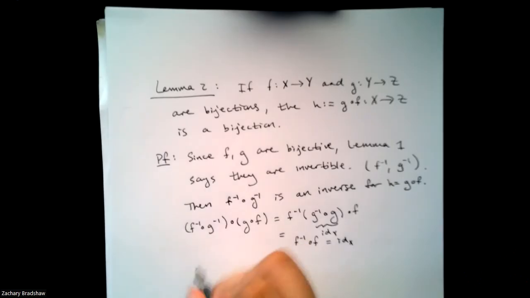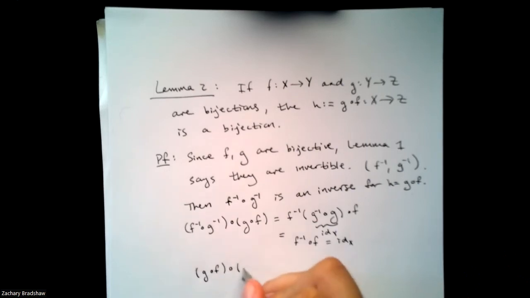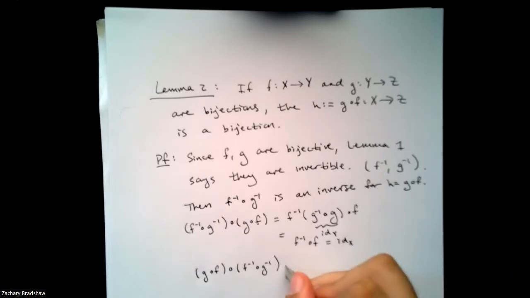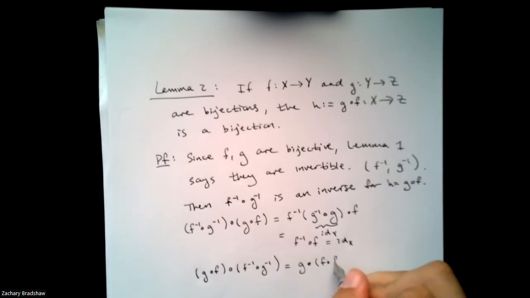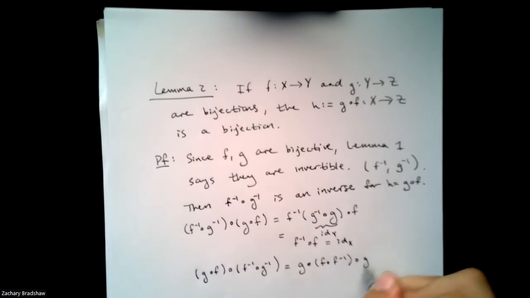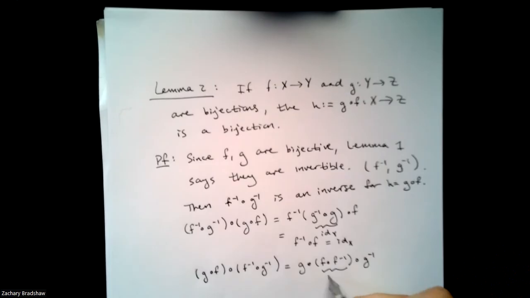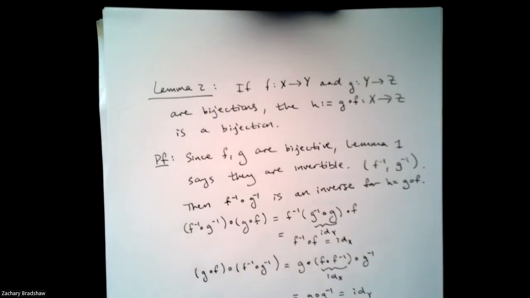And similarly, g of f composed with f inverse of g inverse is equal to g of f inverse of g inverse. This is the identity on X. The identity on X does nothing. So we're left with g of g inverse. And this is the identity on Y.